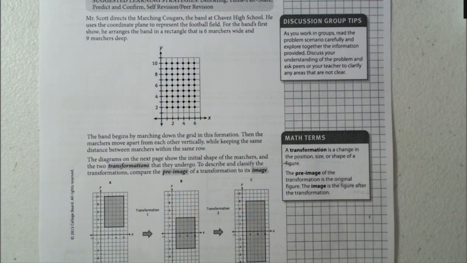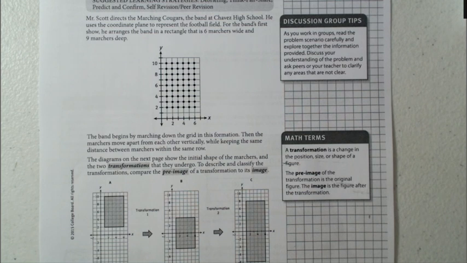Then it says, the band begins by marching down the grid in this formation. Then the marchers move apart from each other vertically, while keeping the same distance between marchers within the same row. The diagrams on the next page show the initial shape of the marchers and the two transformations that they undergo. To describe and classify the transformations, compare the pre-image of the transformation to its image.